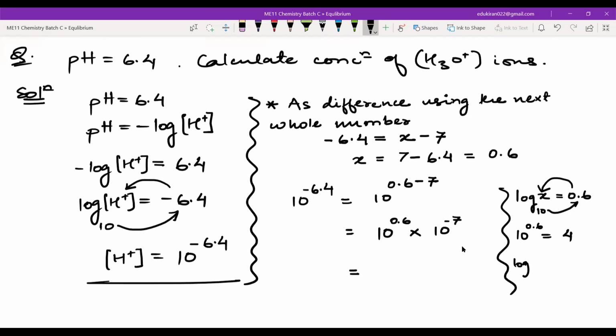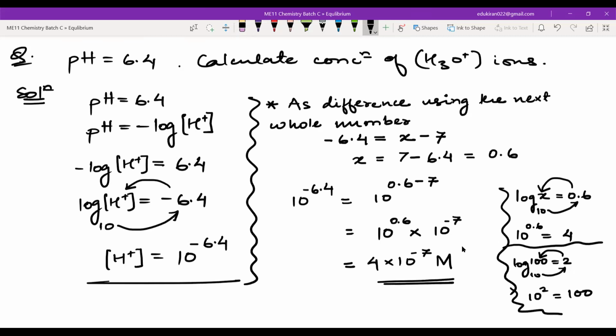See, log of 100, you remember this? Log of 100 is equal to 2. So 10 to the power 2 is equal to 100, right? Just see these two things that we have written here and try to relate them. So tell me, what is the value of 10 to the power 0.6? 4. Very good. So 4 into 10 to the power of minus 7 is the molar concentration of H plus ion.